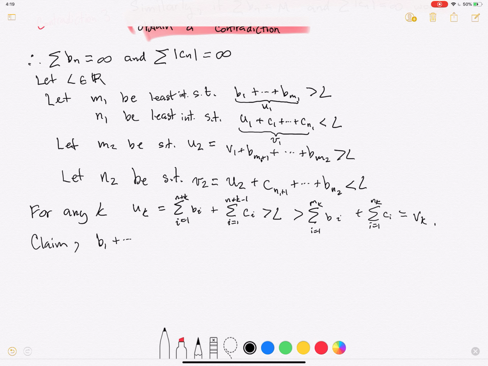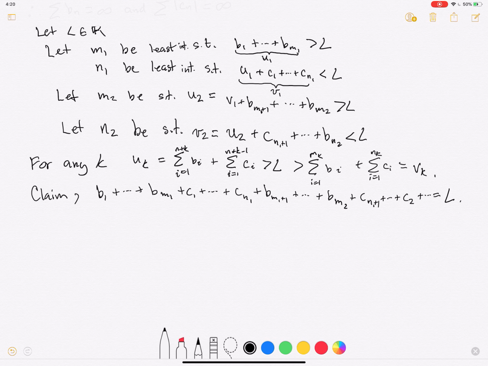So B1 plus all the way to B_M1, plus C1 plus all the way to C_N1, plus B_(M1+1), which is kind of tedious if you can't tell, but we'll just do it, for math, C_(N1+1) plus all the way to C2 and so on will equal L. Then we have that U_k minus B_Mk is less than or equal to L, which is less than U_k by definition, and V_k is less than L, which is less than or equal to V_k plus C_Nk.